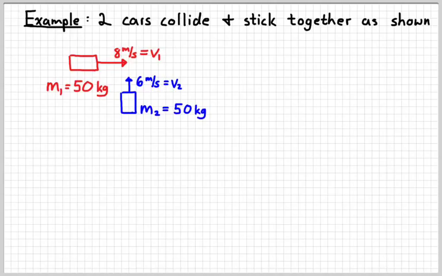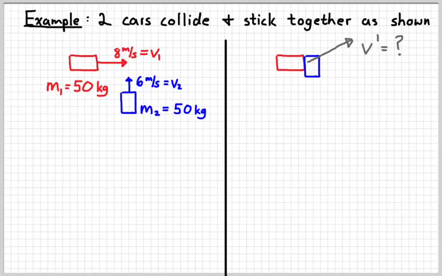So maybe this is a situation like where two cars that are traveling, one traveling north, the other traveling east, happen to meet at an intersection because they run a stop sign or something like that. So they're going to stick together, and what we want to do is figure out how fast they're going after the collision. So this is still an inelastic collision. They're sticking together. The only difference between this and things we've done in the past is we have to worry about two directions of motion, not just one.